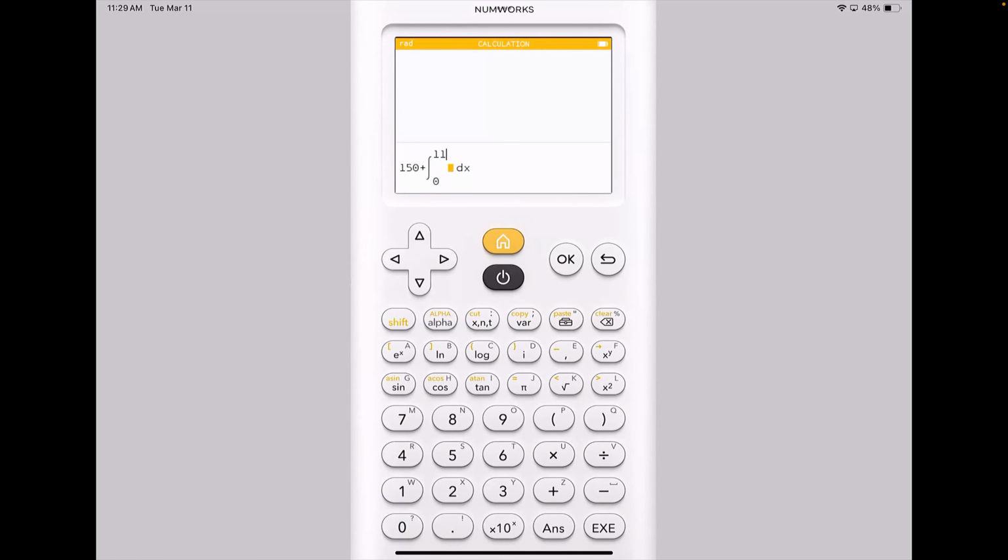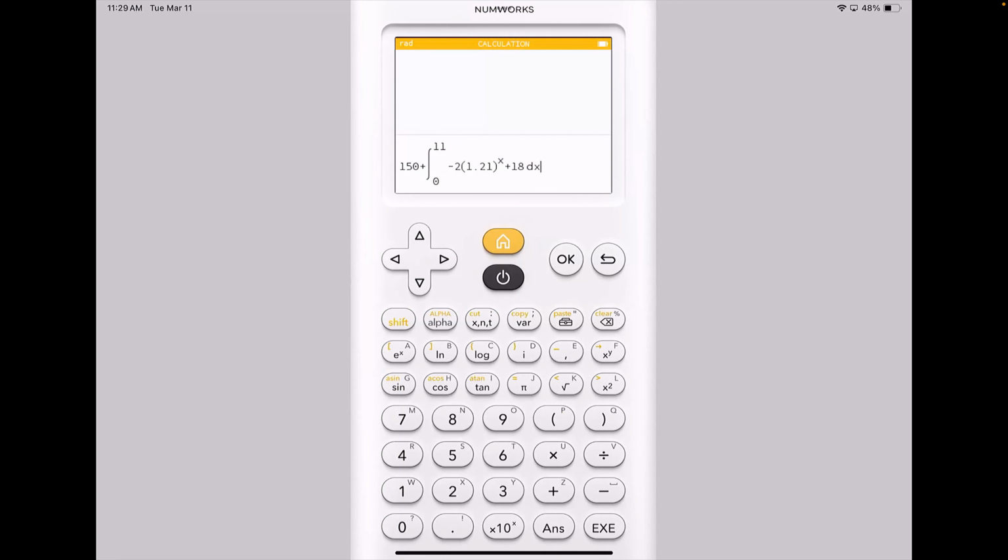I can't put G of T because the calculator doesn't know what G of T is, so I have to actually input G of T. Okay? G of T is -2, parentheses, 1.21 to the T power plus 18.